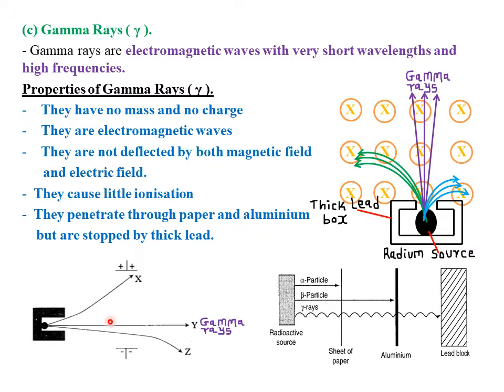Similarly, you can see in an electric field, we have the positive terminal here, then we have the negative terminal, but the gamma rays are passing through undeviated. So they are not deflected within either a magnetic or an electric field. The reason being they have no charge. Remember, it is the charge that will cause the deflection of a given ray within either a magnetic or an electric field.